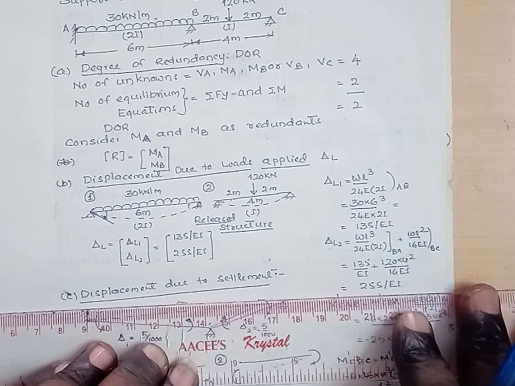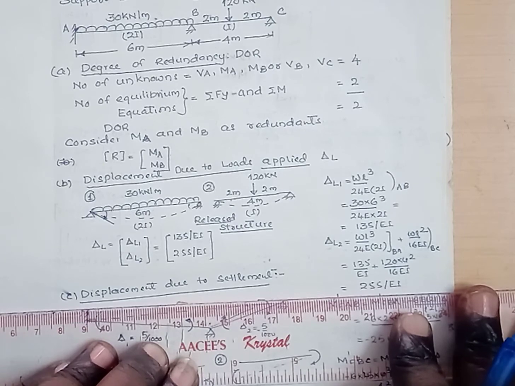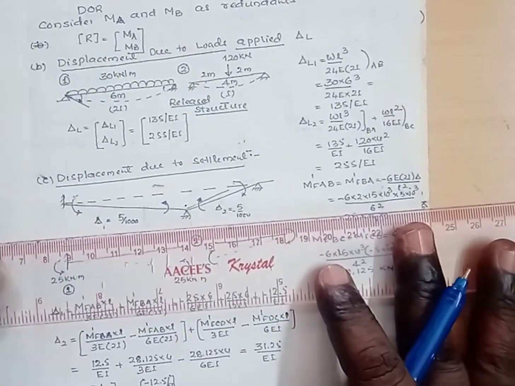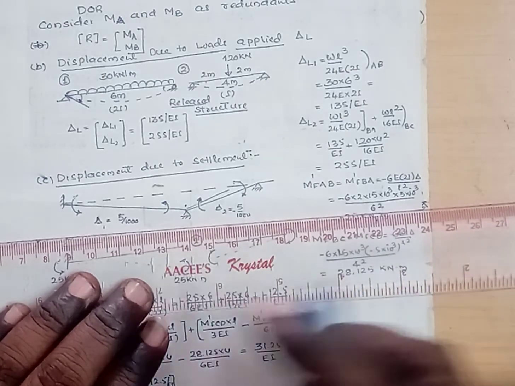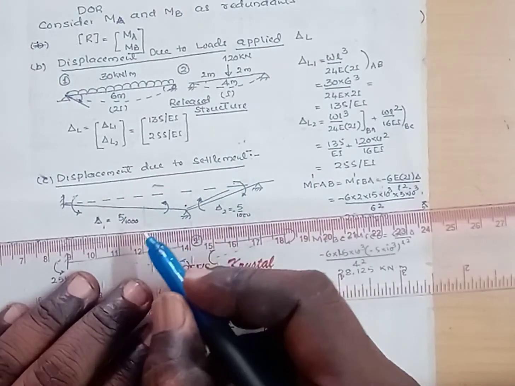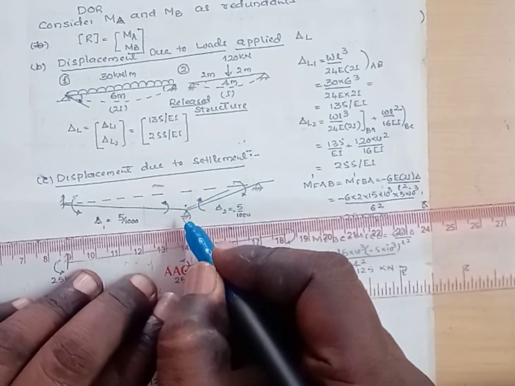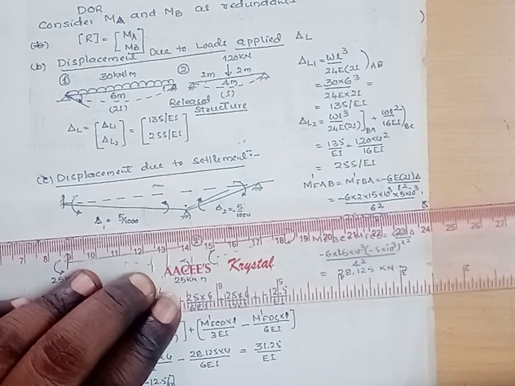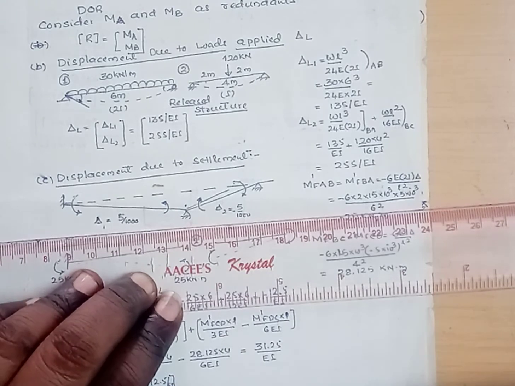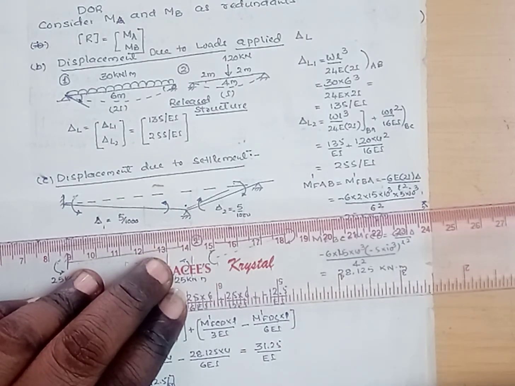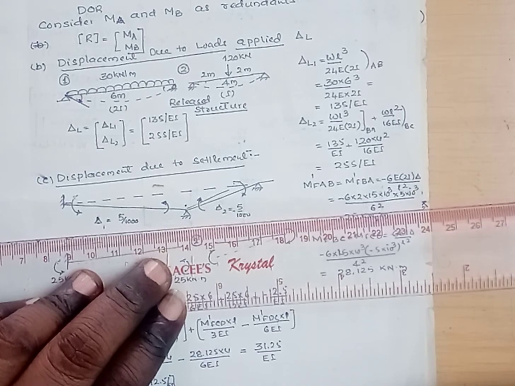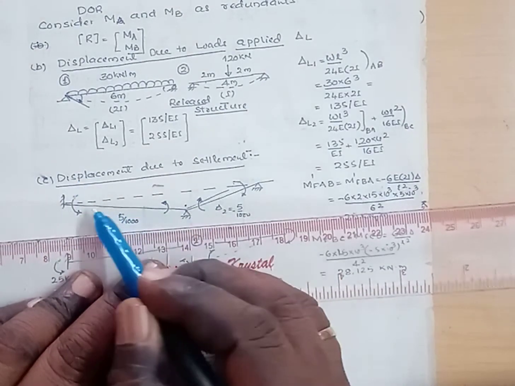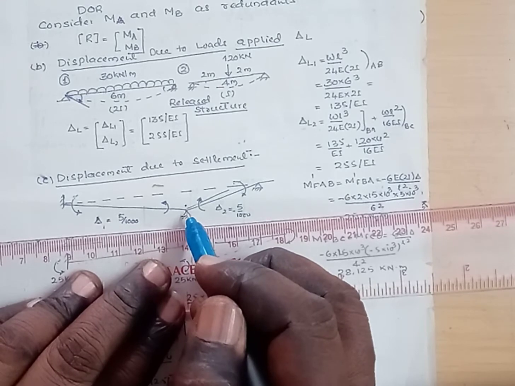Now we have to consider the displacement due to the settlement or sinking of the supports. Now here, by observing this diagram, the displacement due to the settlement: support B sinks by 5 millimeter. Convert that settlement into meters, that is 0.005 meters. Due to this settlement, the span AB rotates like this, and it will undergo displacement due to the settlement.